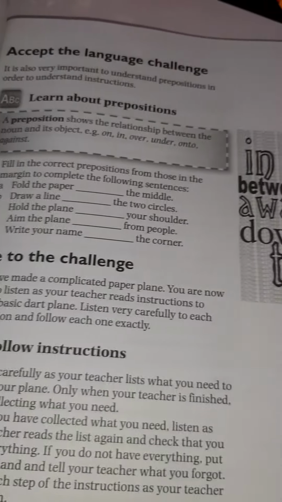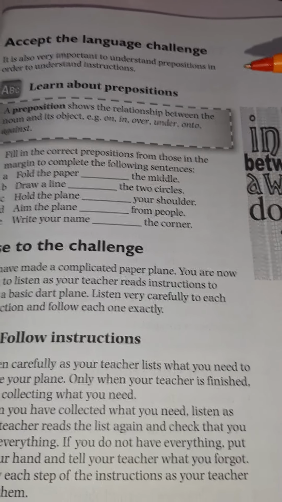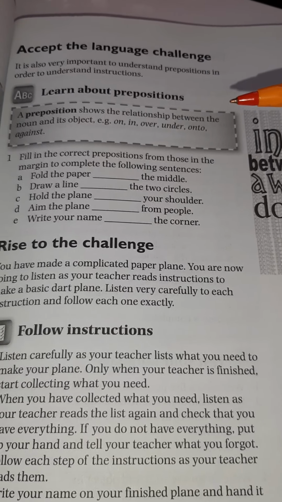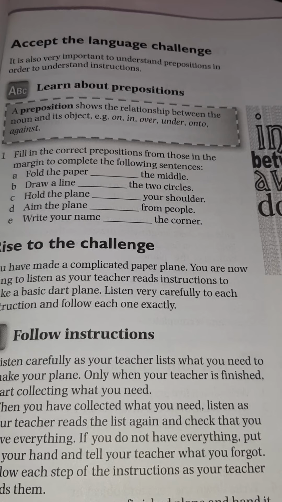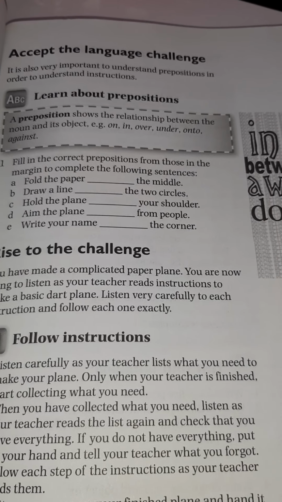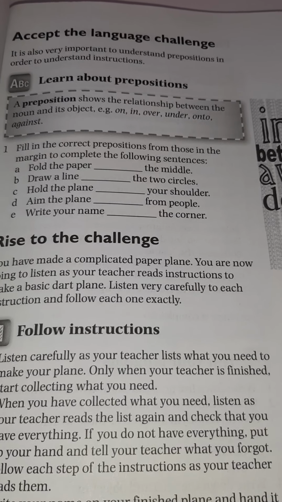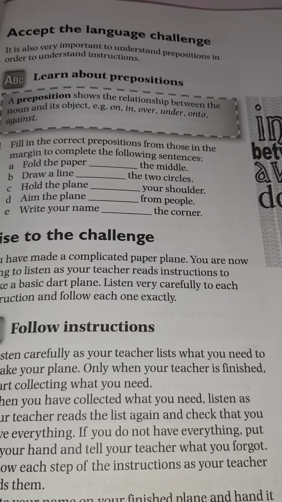After you've read these 8 instructions, I want you to turn to page 105, and we are going to look at prepositions. What are prepositions? A preposition shows the relationship between the noun and its object, where you will find something. Is it on the table, under the table, next to the table? Where are you sitting? I'm sitting against the wall. I'm sitting in front of the wall.